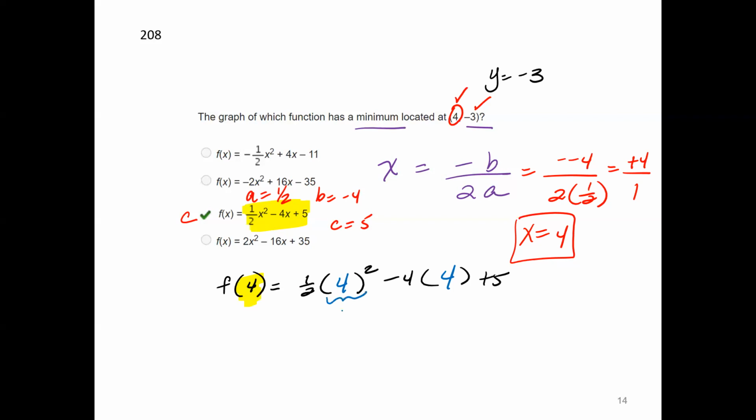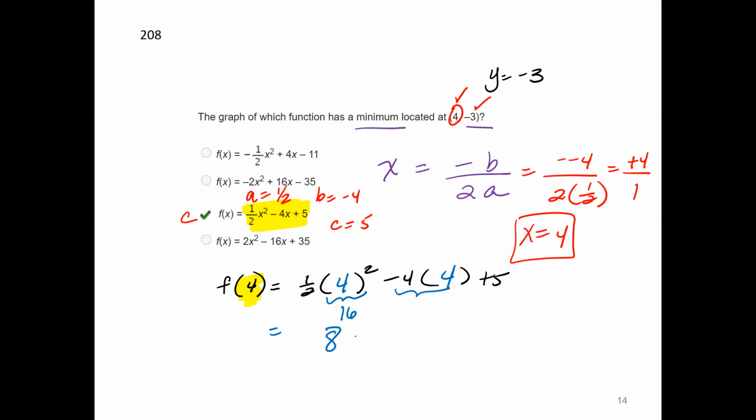4 times 4 is 16. What is 1/2 of 16? So you're like 16, and you're going to go ahead and divide it by 2. What would that give you? Half of 16 is 8.